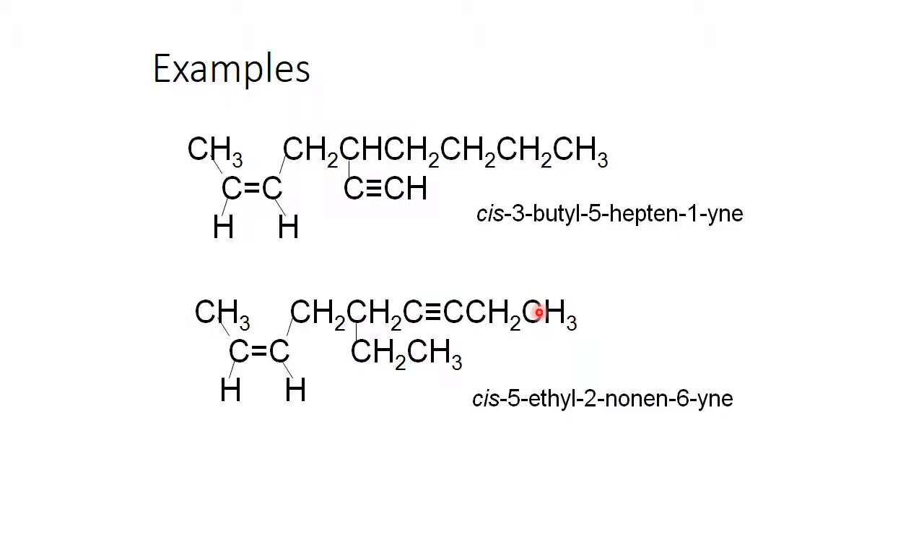If I look at this, now my longest chain is this long one with the yne and the ene both in it. So this is going to be 1, 2, 3, 4, 5, 6, 7, 8, 9. So it's going to be nonenyne. And we will give the higher priority to the ene because it's only 2 from the end versus 3 from the end here. So this is cis-5-ethyl-2-nonene-6-yne.